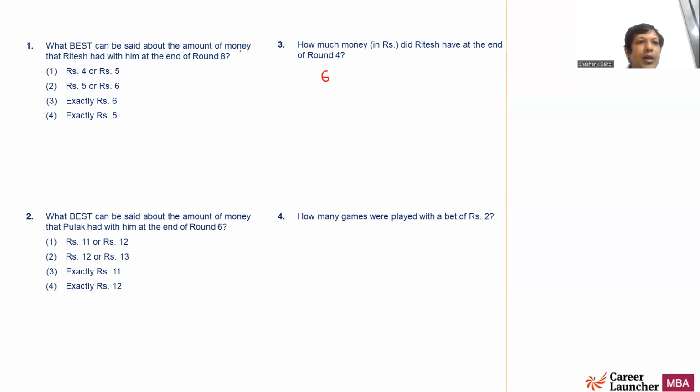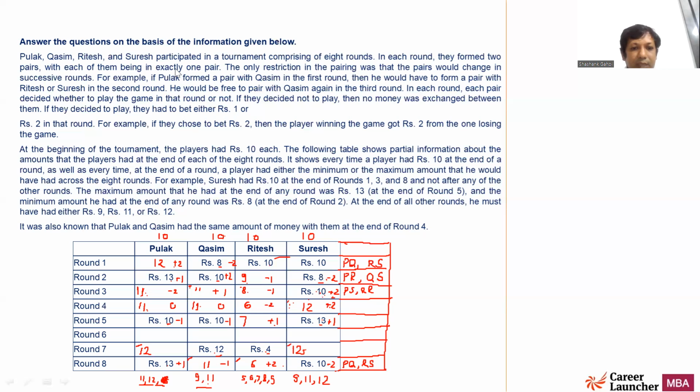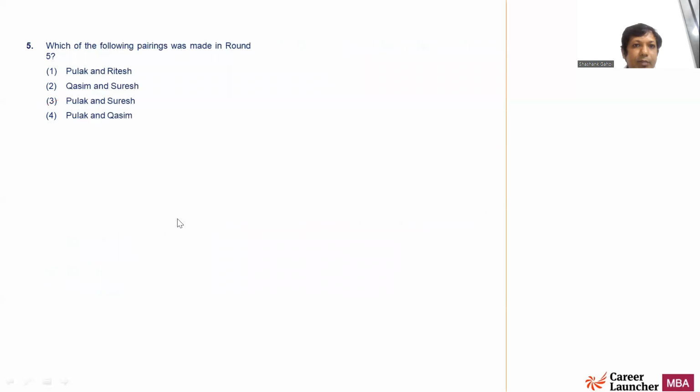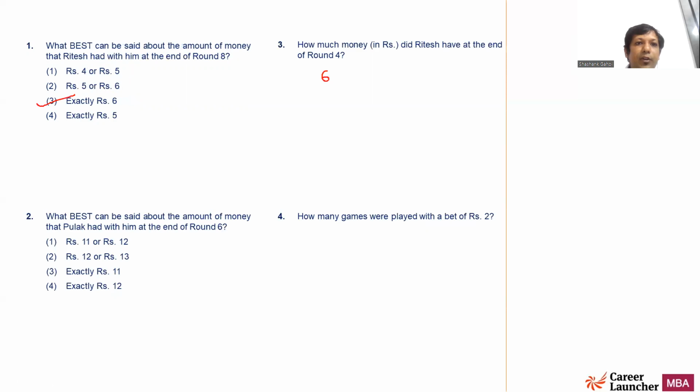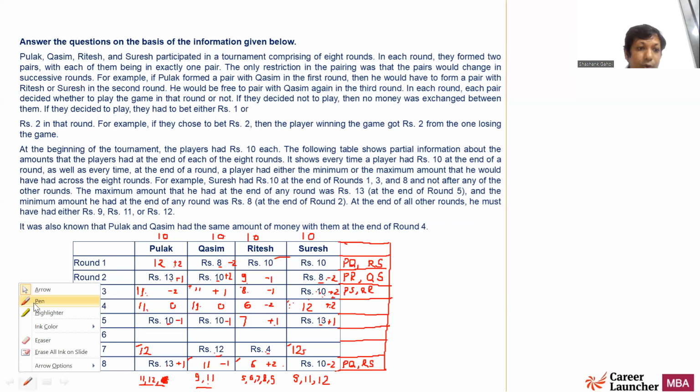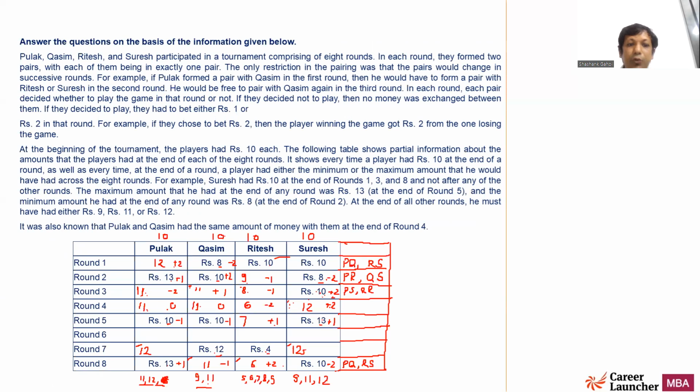What best can be said about the amount of money that Ritesh had with him at the end of round 8? Ritesh had 6 rupees at the end of round 8. Again, I'm going to get a definite answer. So by this much only, I'm able to answer at least 2 questions. Now, which of the following pairs were made at the end of round 5? So in round 5, who were the pairs? To calculate the pairs of round 5, I need to know the pairs in round 4.